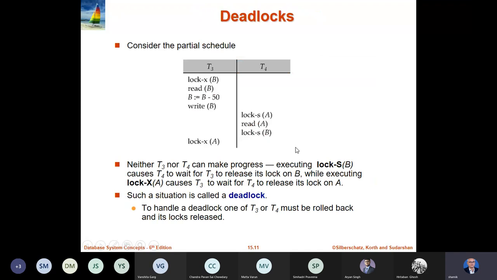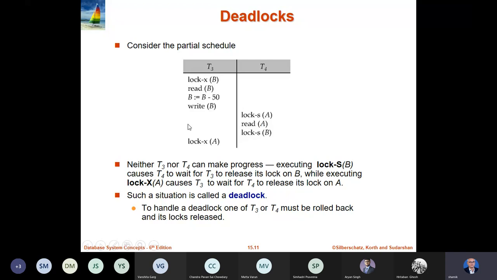Now deadlocks can occur. Consider this schedule where B is being held in exclusive mode by T3 for writing. T4 is holding a shared lock on A, and now it wants a shared lock on B. But the concurrency control manager will not grant this lock. Why? Because T3 is still holding it, so T4 does not get it. In the meantime, it is waiting here.